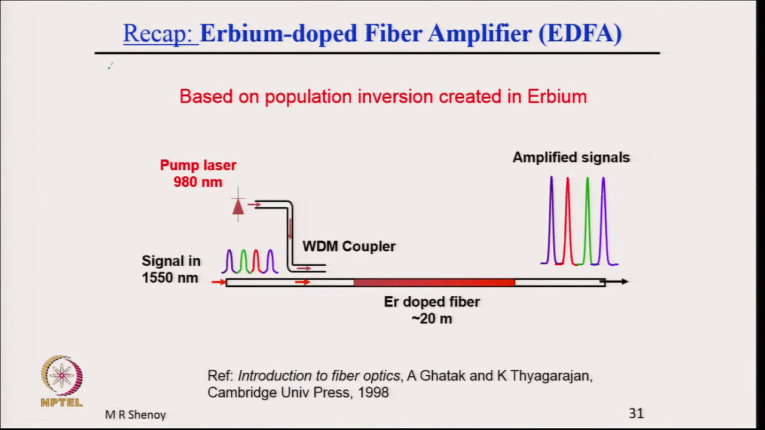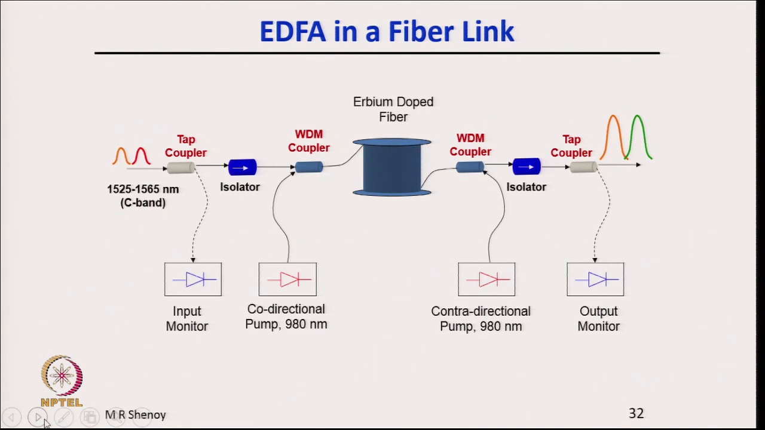So, this is a very quick recap. We will not discuss in detail. We have already gone through this. A small signal can be amplified by having a pump laser to create population inversion in the erbium doped fiber. For more details one can refer to the book. Finally, the EDFA in a fiber link looks like this. You have a low or weak signal entering the amplifier, and the whole unit is an amplifier.